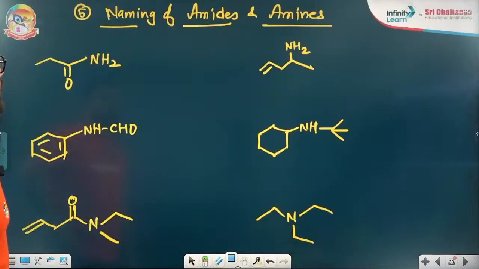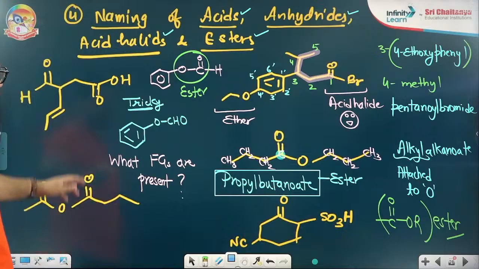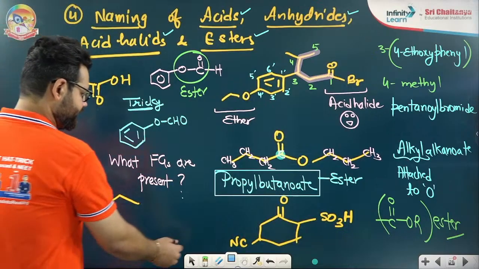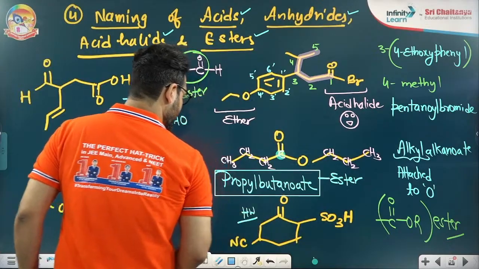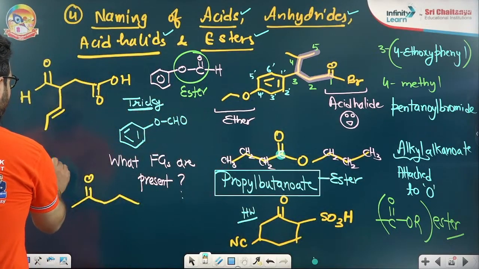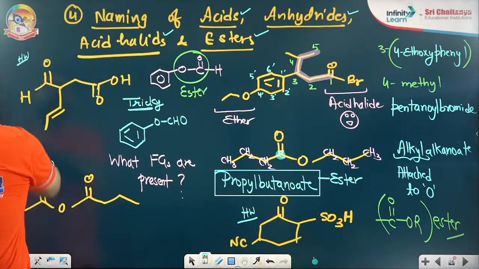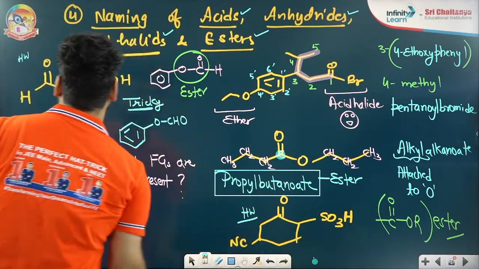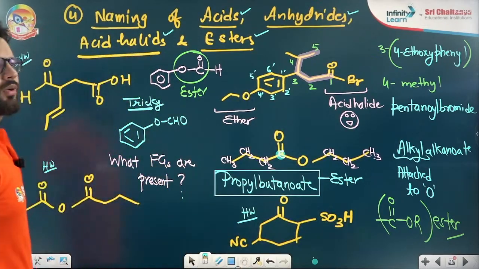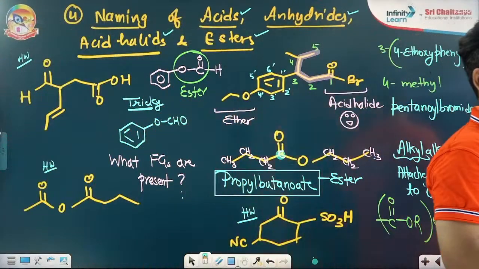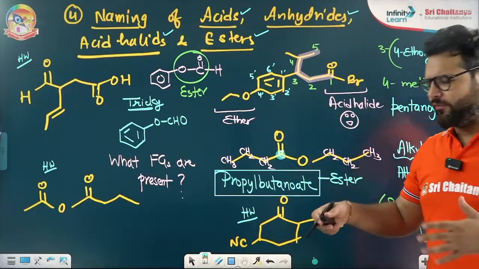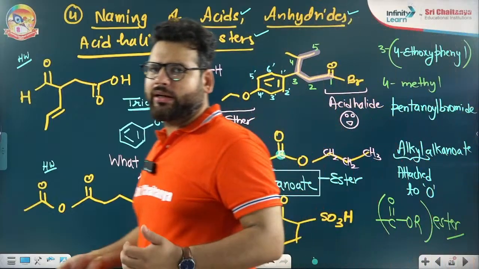Good. Now you can take the screenshot. You can do this homework. Whatever maximum I could tell in the nomenclature part, including all the rules, I have told. Now the practice part is your own. Choose the parent chain, you know the suffixes, put the word root, put the prefix, suffix, and get the answers. Take a screenshot.